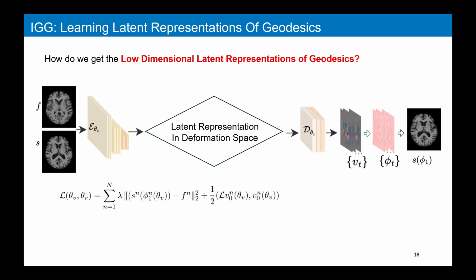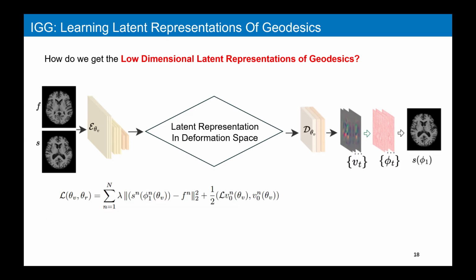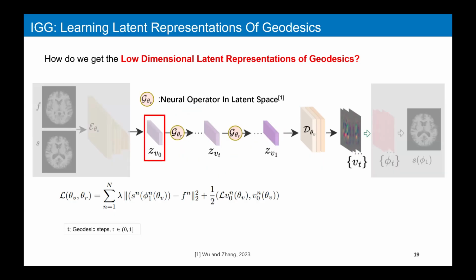The loss function includes two terms. A data matching term that minimizes the distance between the deformed source image and the fixed image. And the regularization term enforces smoothness on the deformations. In contrast to a previous approach, which only learns an initial velocity, our model learns the entire geodesic trajectory. To do this, we design a neural operator in the latent space to encode the full geodesic, which propagates from ZV0 to ZV1. The decoder projects this latent representation back into the four-dimensional space.